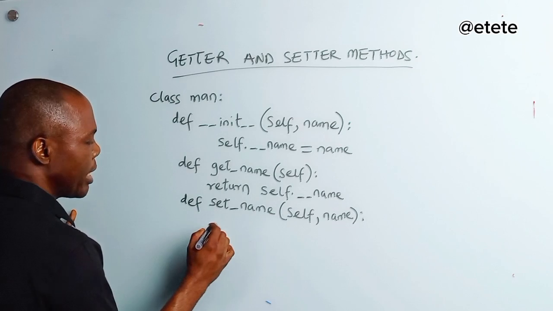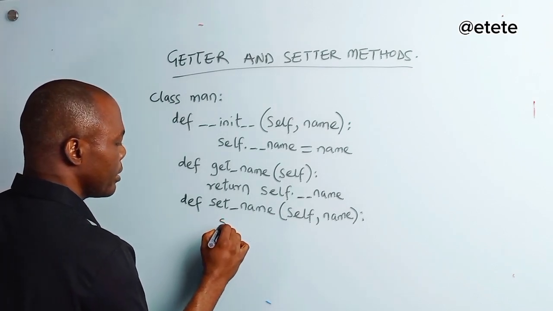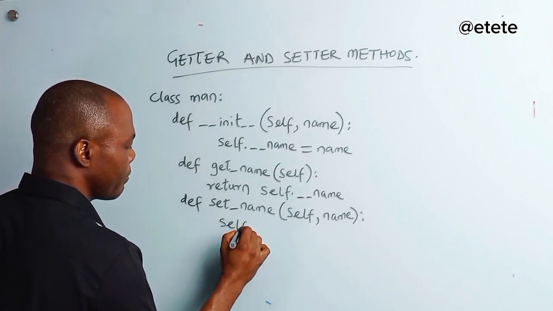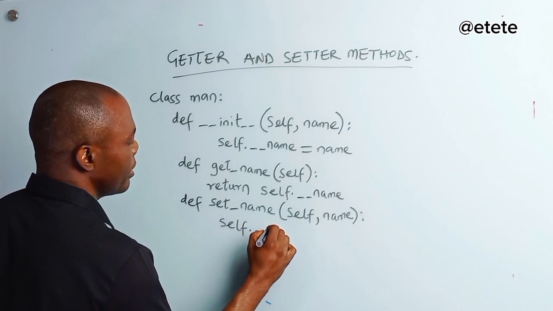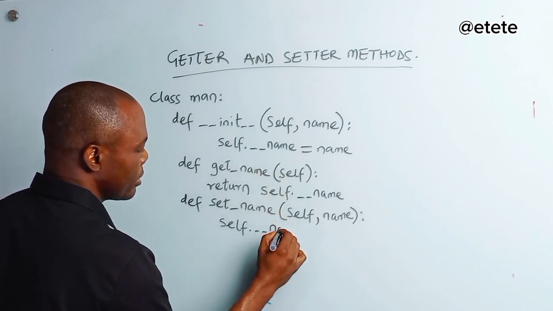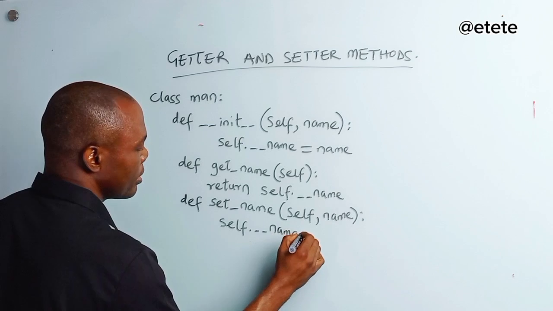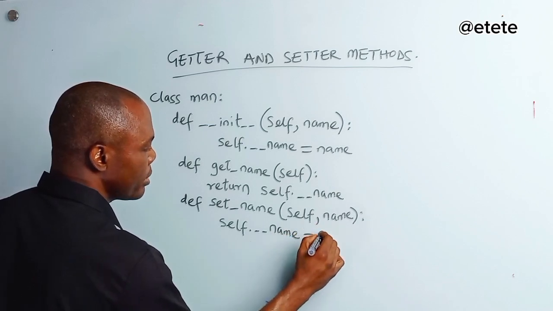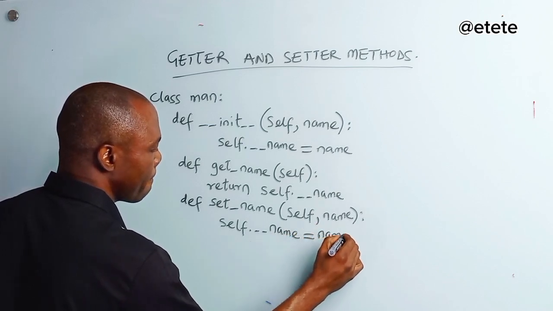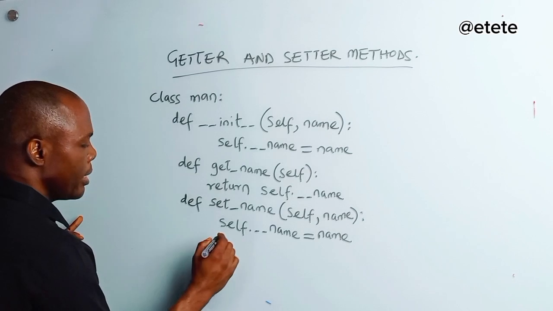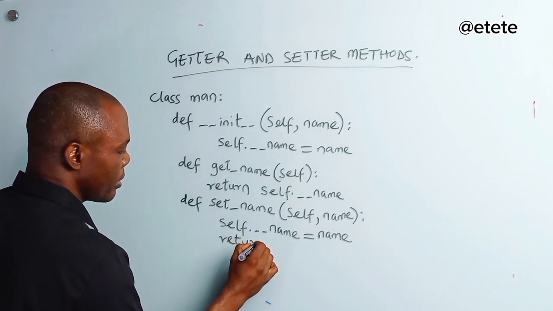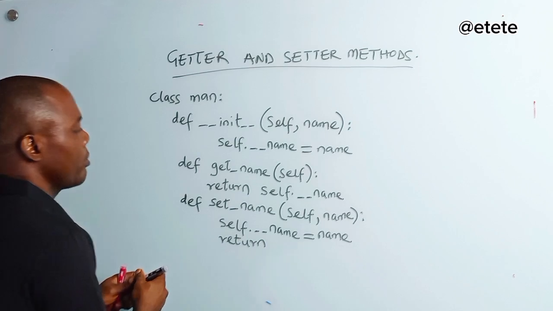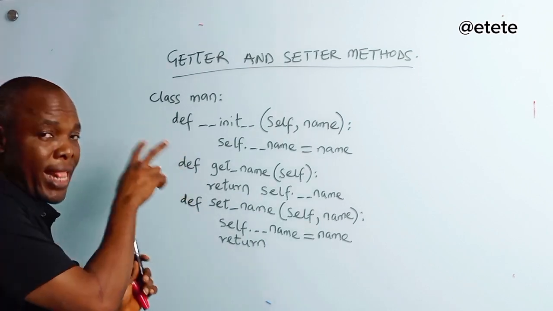Then I will go in and I will say self dot underscore name, which is this. I will assign name to it, right? Then here I will say return. It's going to return nothing. So now I have created my class.